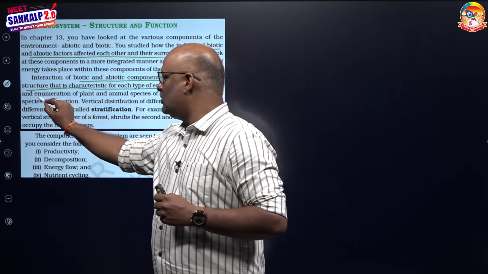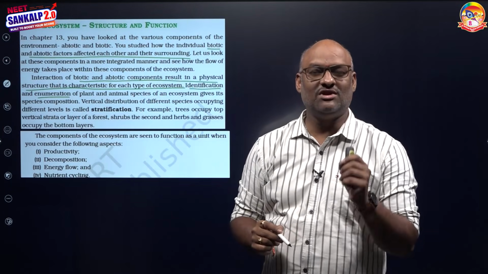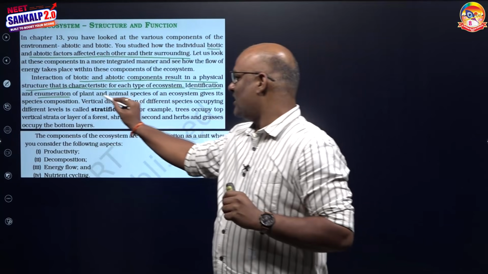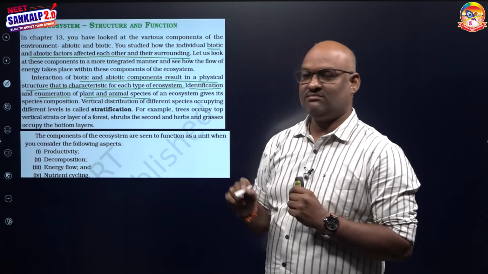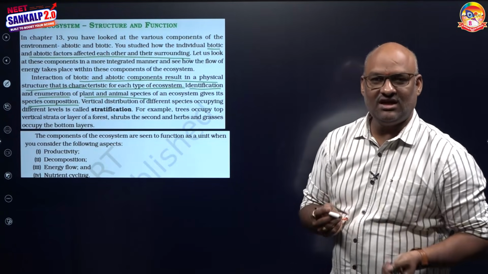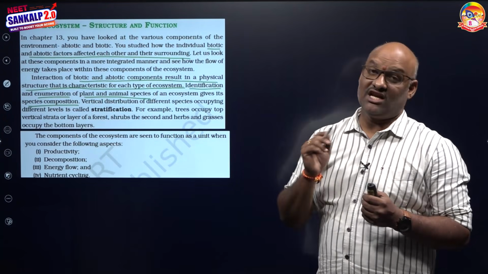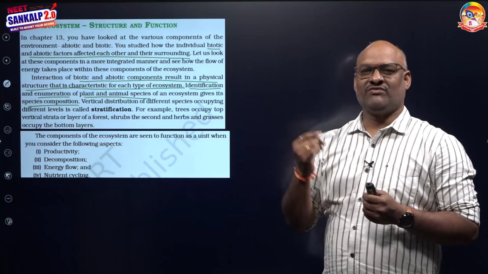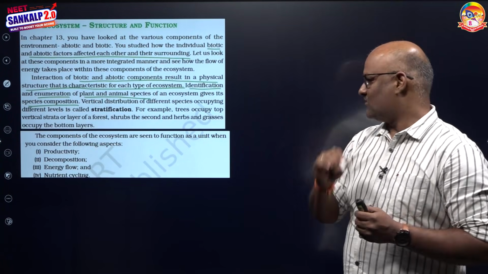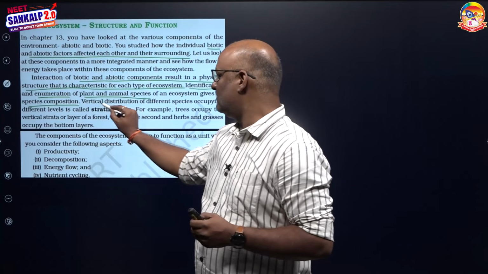Identification and enumeration. What is meant by enumeration? Enumeration is the counting of the total number of plant and animal species of an ecosystem. Identification and counting of these organisms gives us the species composition of the particular ecosystem. This is very important.